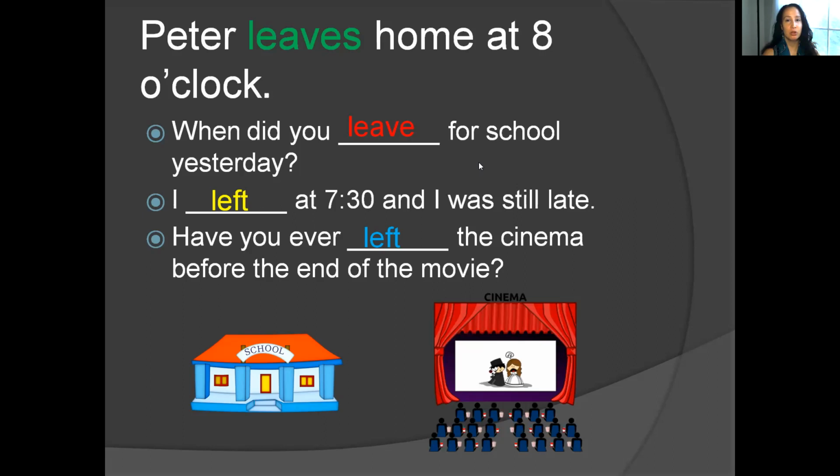Now we've got school, school, cinema, cinema. Have you ever left the cinema? When did you leave for school? Okay. Sometimes when we go to school, we need a break after school, so we go to the cinema. Do you? I know I do. It's fun.